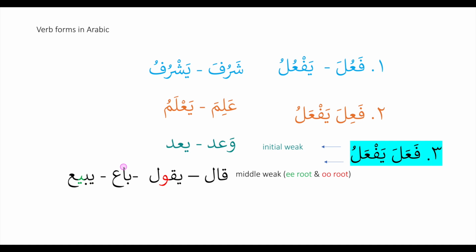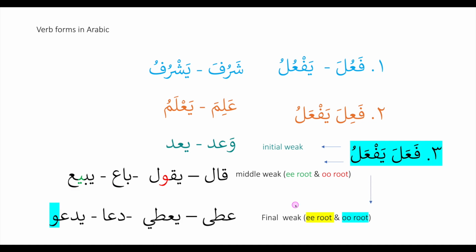So this is a middle weak verb, has an alif in the middle, and that alif in the root is an e. The alif becomes an e when you conjugate the present tense with all tenses, and I'll show you that later. Ba يبيع.